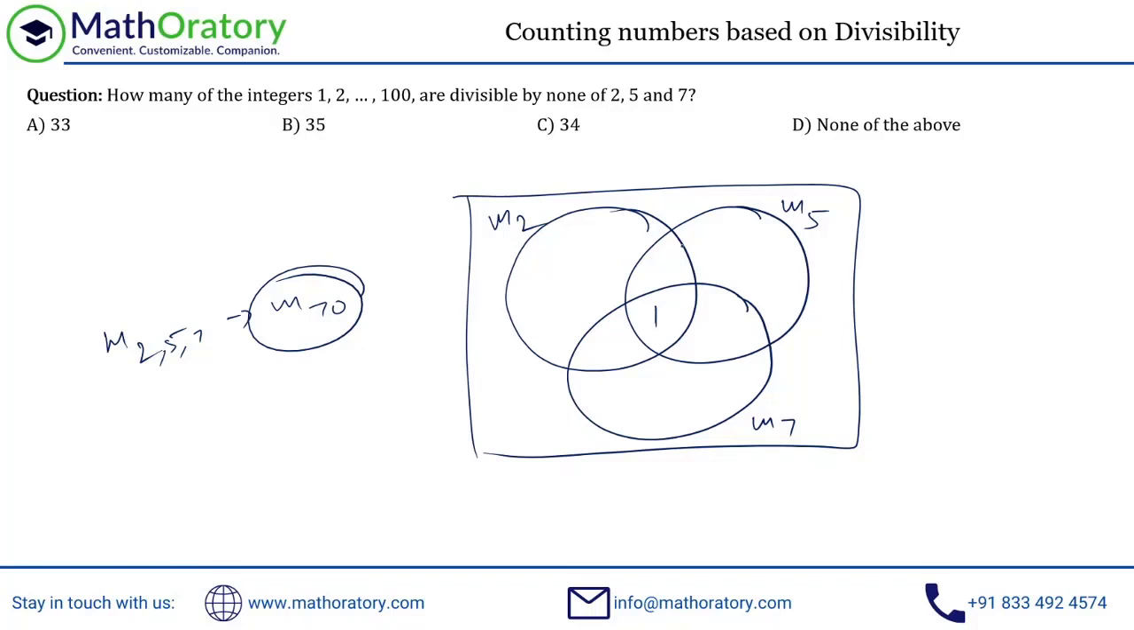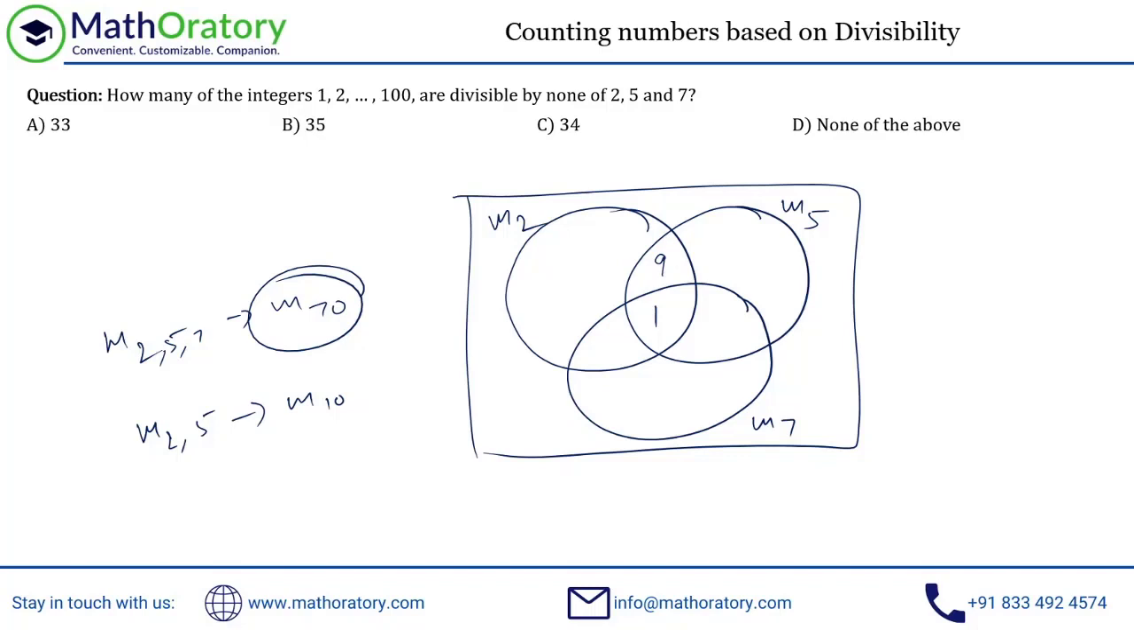Now let us focus on this region, multiples of 2 and 5. So multiples of 2 and 5 implies multiples of 10. So from 1 to 100, there are 10 multiples of 10, right? Just simply 100 by 10 will give you the answer. So you have 10 multiples of 10, but one of these is this number, this 70, which we have already counted. So there will be 9 numbers out here.